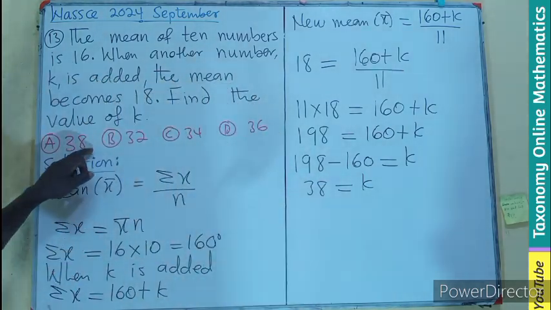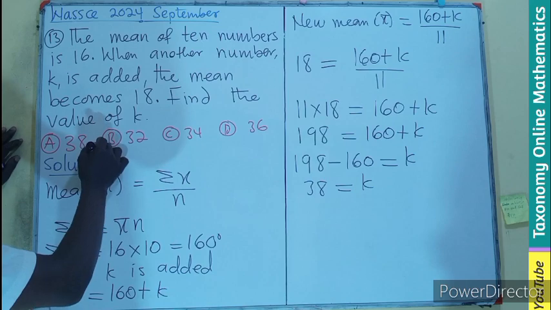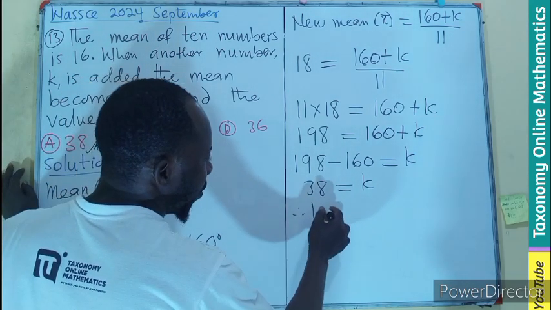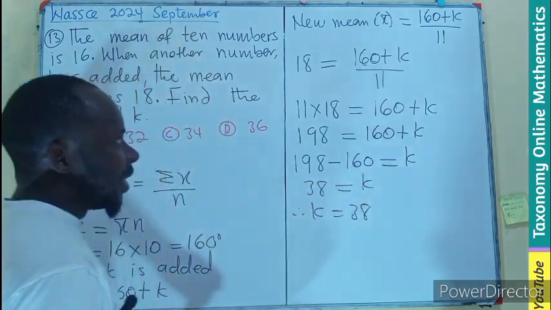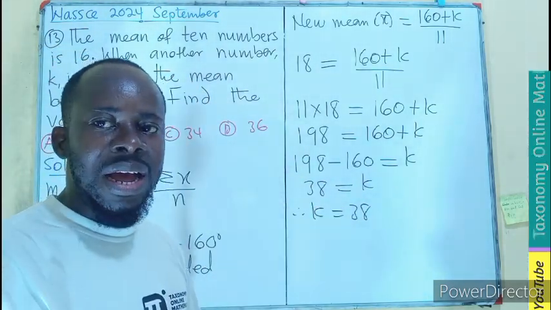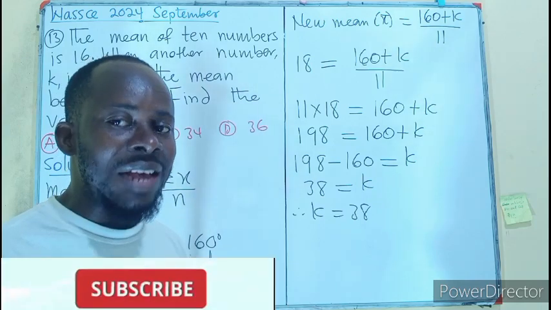What are we looking for? We are looking for k. So k will actually be the option A, 38. So therefore, k equals 38. That's the number that has been added after adding the 10 numbers. The next number will be 38.